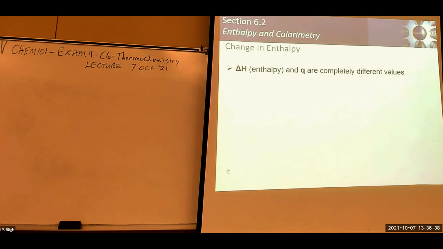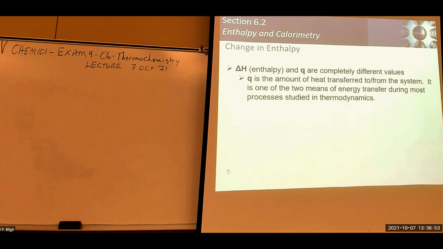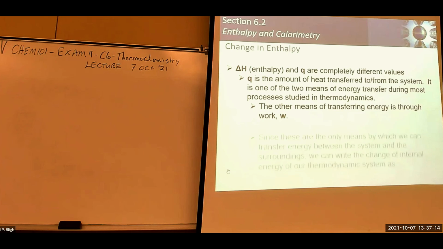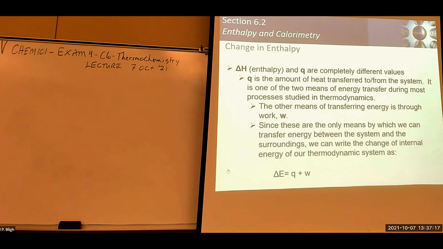These are different values. One is a state function, one is a path function. So it does matter how you get where you're going because it represents a transfer of energy. Delta H is more a potential. So we can transfer energy into a system through heat, or we can transfer it through work, or it can come out either way. But those are the only 2 ways to change the internal energy of the system, with Q or W. And just to reiterate, change in internal energy is Q plus W.